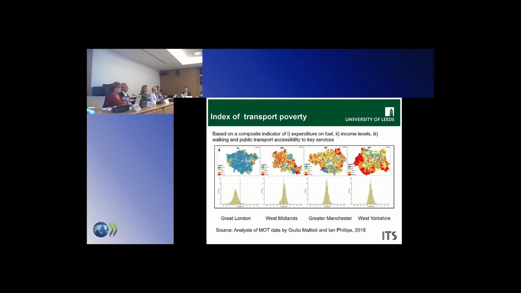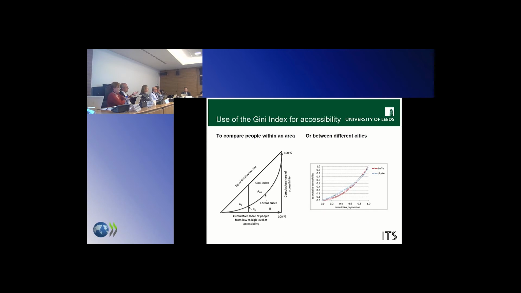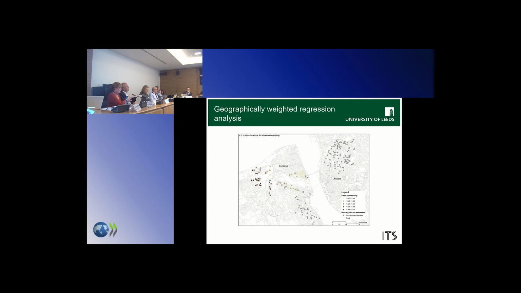So you can look at potentiality. You can look at things like equity, because you can look at levels of accessibility between different groups within a place, between different places. You can use your Lorenz curve, your Gini indexes to do all of this sort of stuff. There's papers on all of this in the academic literature. The fact that I have done some of them is neither here nor there.